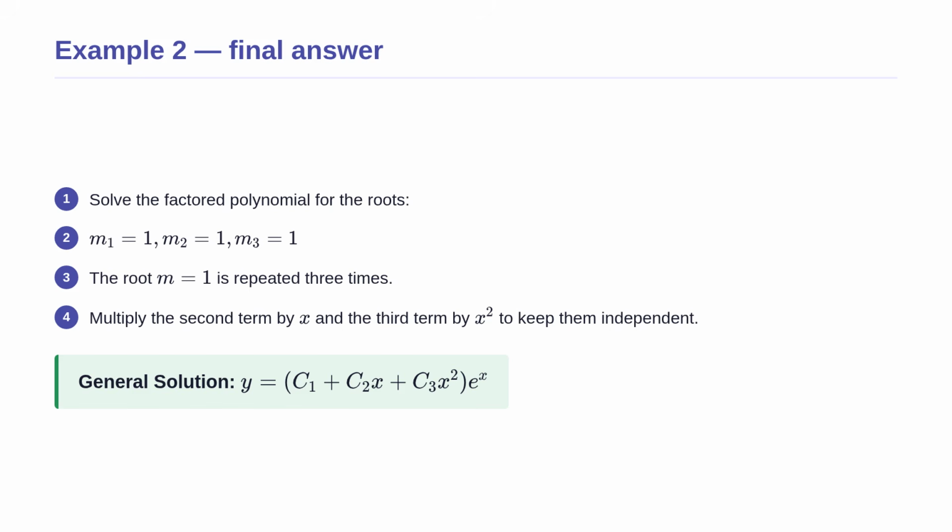Because the root is repeated, we cannot just write 3 identical exponential terms, as they would collapse into one. To keep them mathematically independent, we multiply the second term by x and the third term by x squared. We then factor out the common exponential part to write the final answer cleanly. Physically, the presence of the x and x squared terms tells us that the system's behavior will grow much faster over time than a simple exponential function alone.